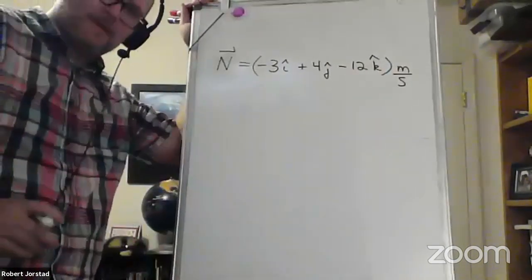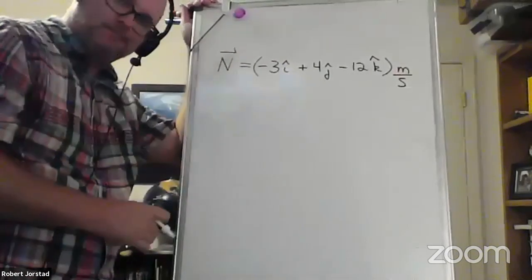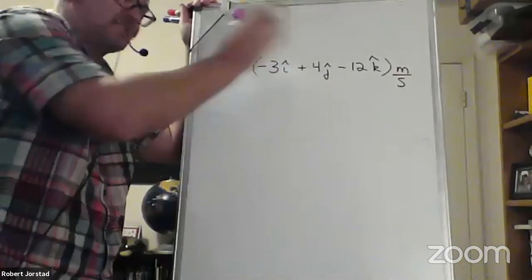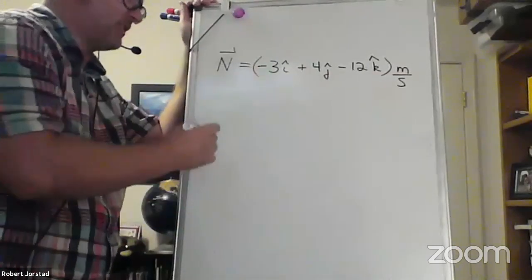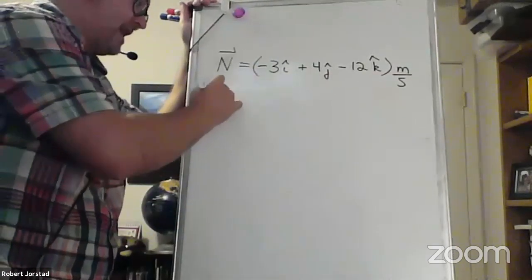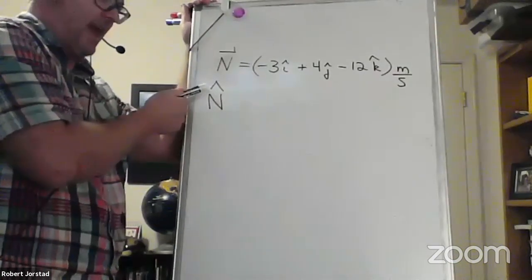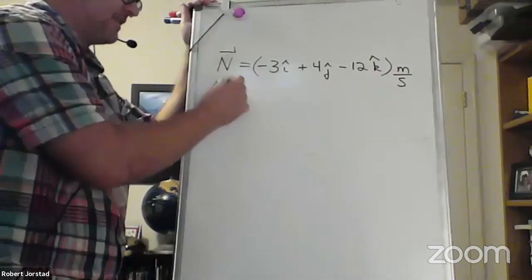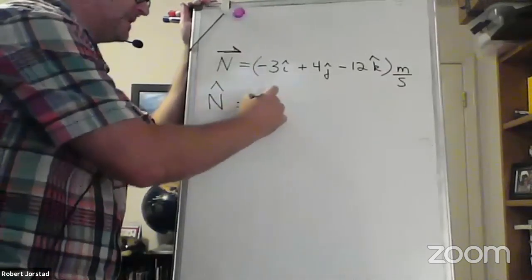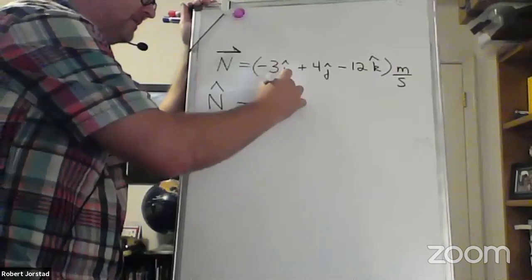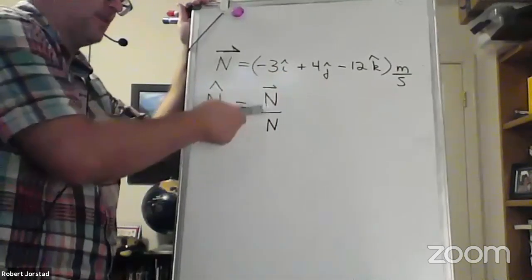So maybe it's the speed of a nomad. And I should be careful. This would be the velocity of a nomad because it's got the speed and direction. So let's figure out n hat. n hat is different than n vector. This is called n hat. It's a little chevron instead of an arrow. So this is an arrow. This is a hat. That's equal to n vector divided by n magnitude.